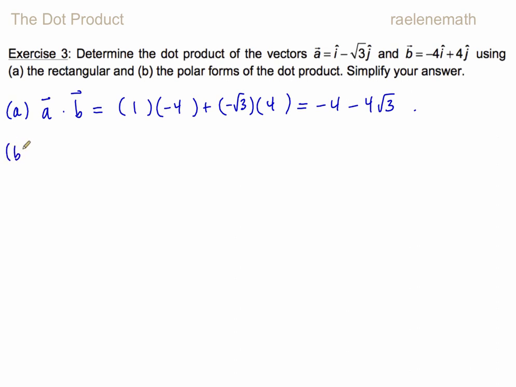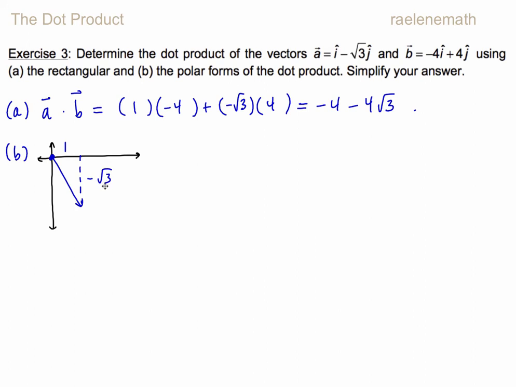For part B, we want to use the polar form, but we first need to come up with the vectors in polar form. So I'm going to sketch my vector A and my vector B so that I can see the magnitude and the directions by forming right triangles. I'm going to start my vectors in standard position, which means that they begin at the origin. And then the instructions for vector A say to move one space to the right and the square root of 3 spaces down.